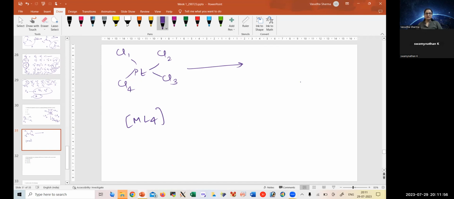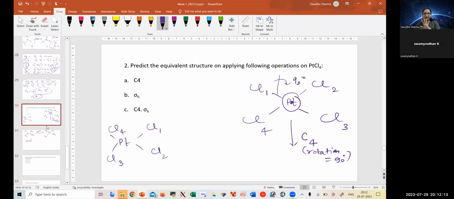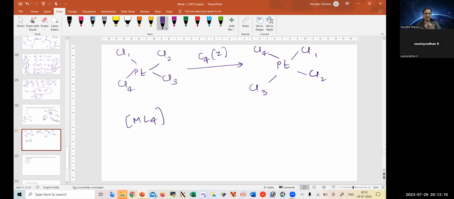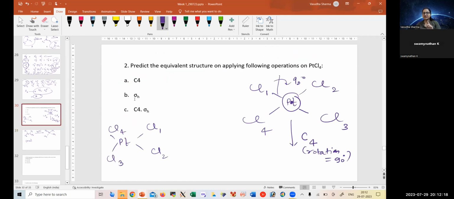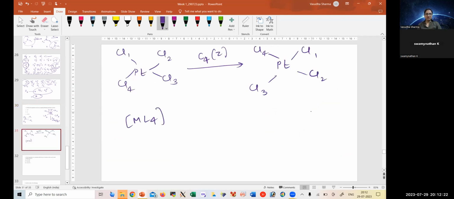So here we were. We applied C4 along the Z-axis, that is along your platinum, and this is becoming Cl4, Cl1, Cl2, and Cl3. So this was the first operation we applied. We got an equivalent orientation, and that means C4 exists, that we have proved. Now, second, we have to apply sigma h on this molecule.